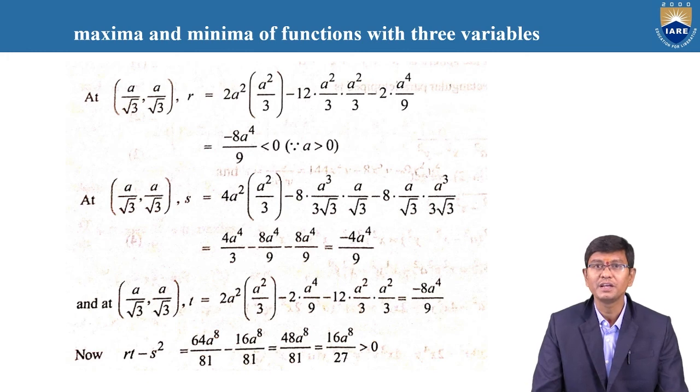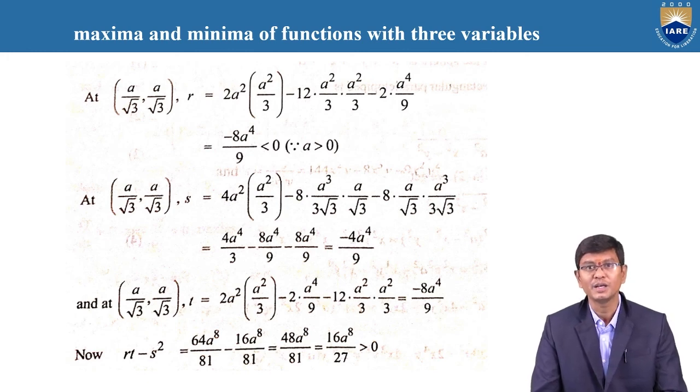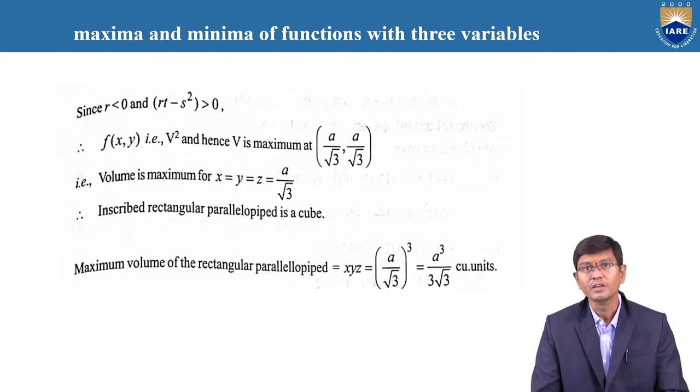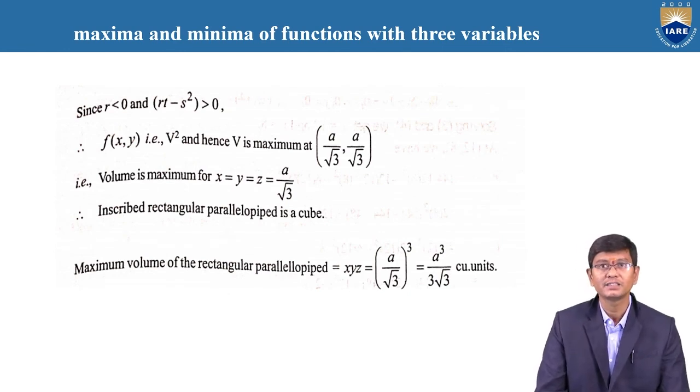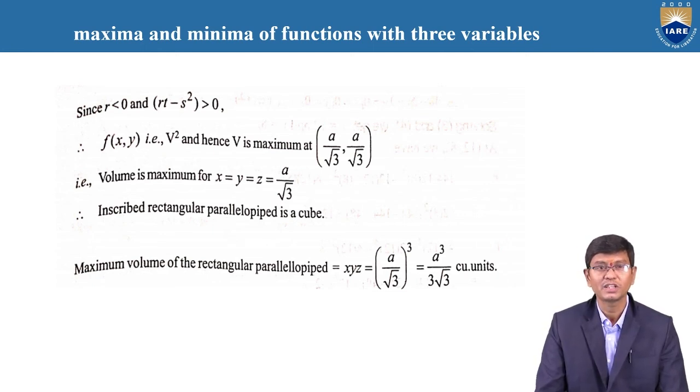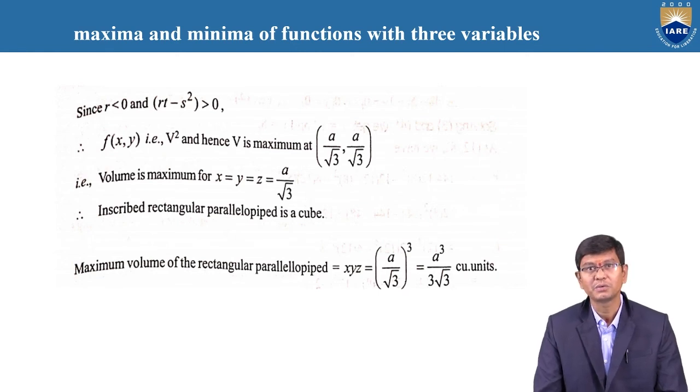The conclusion here is that rt minus s square is always greater than 0, taking a as any positive value. And therefore, for the volume, that is v square, v is a maximum at a by root 3 comma a by root 3. Therefore, volume is maximum for x is equal to y is equal to z. Therefore, the value is equal to a by root 3.